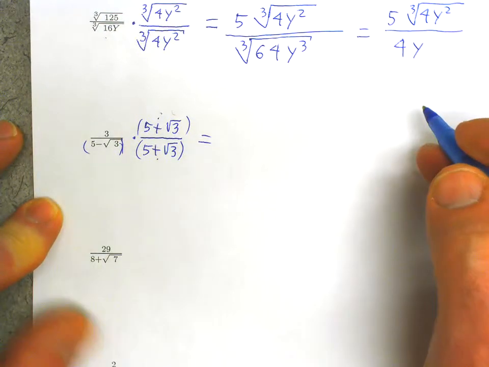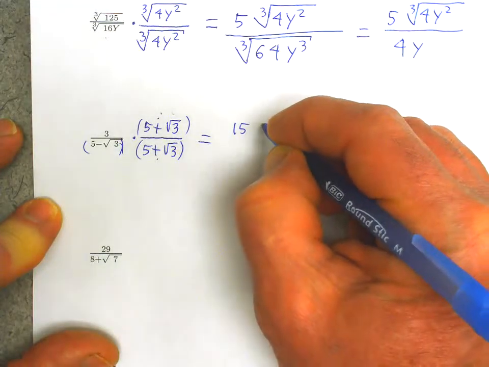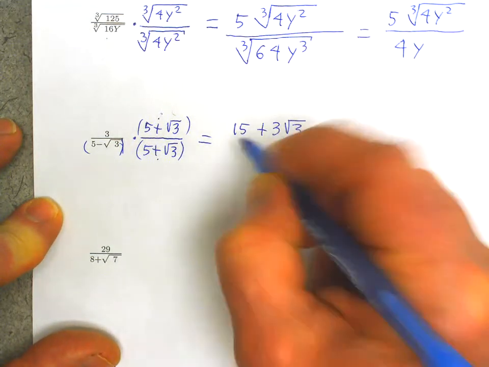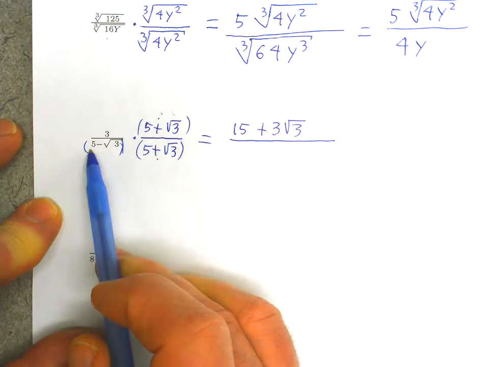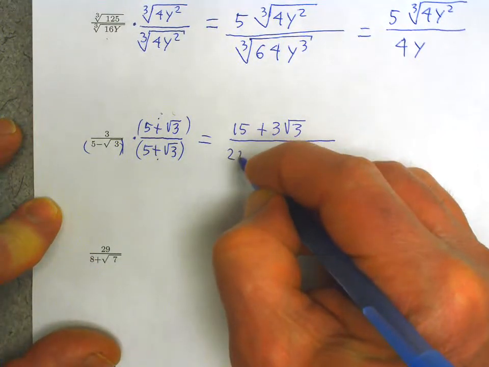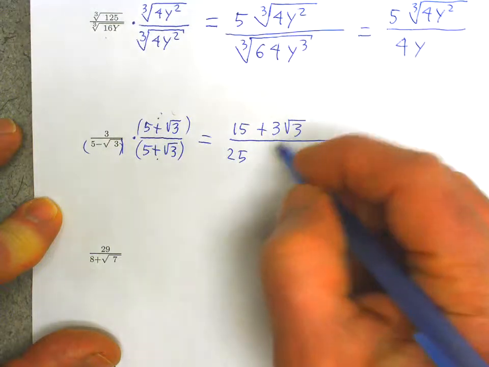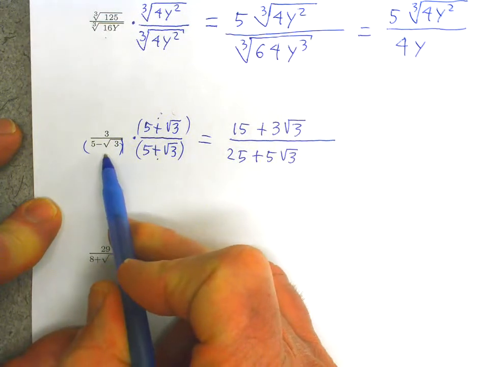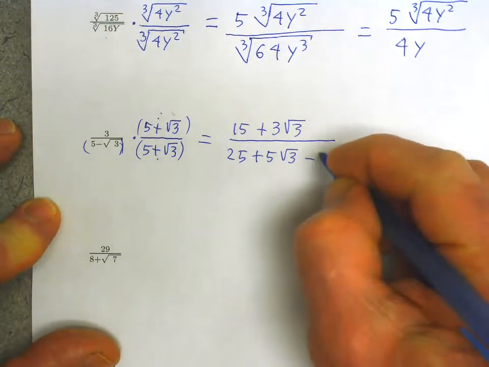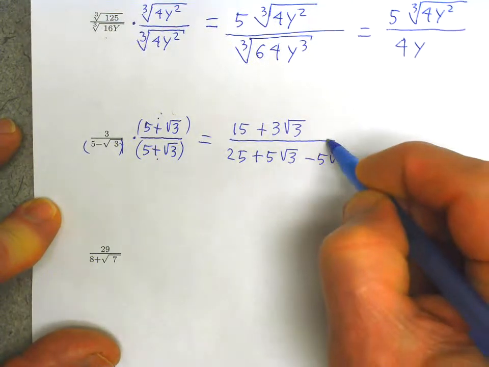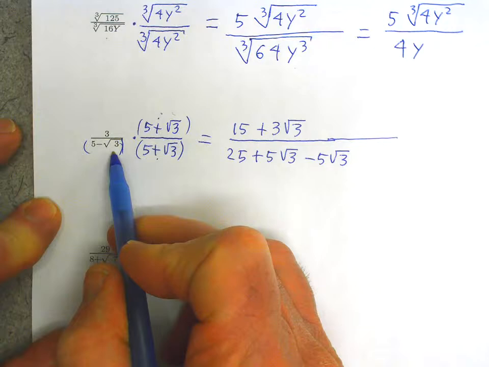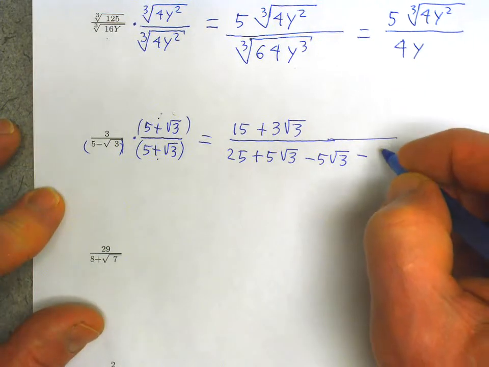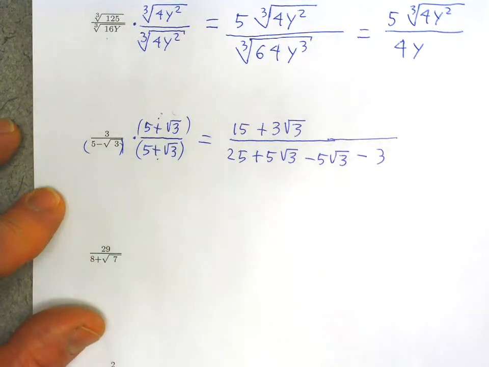In the numerator, 3 times 5 is 15, and plus 3 times the square root of 3. In the denominator, 5 times 5 is 25, and then plus 5 times the square root of 3, and then minus the square root of 3 times 5, which is minus 5 times the square root of 3. And then finally, we have minus the square root of 3 times the square root of 3, which is minus the square root of 9, or 3.